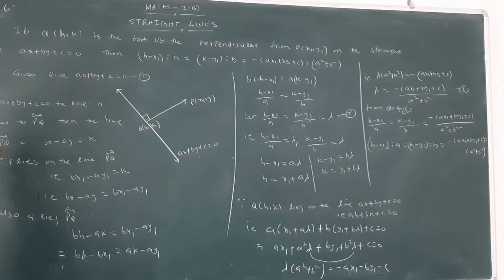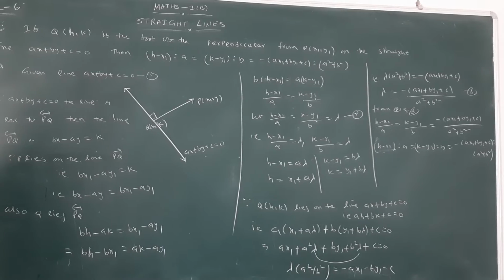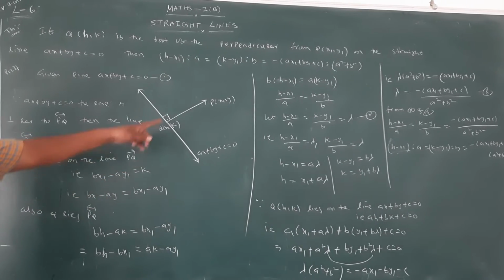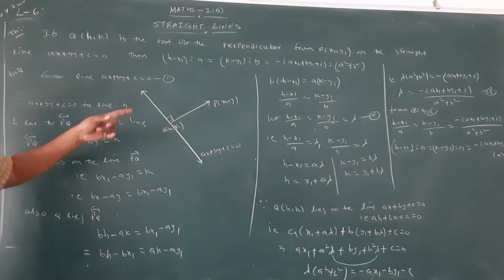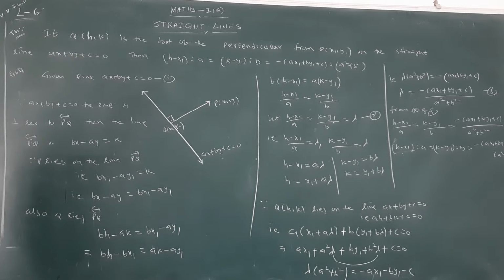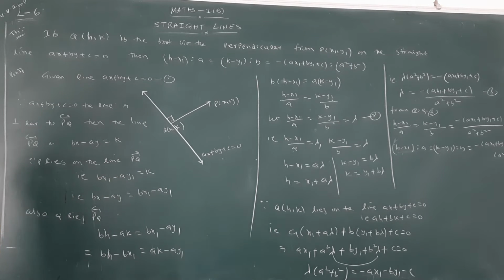What is the given line? ax plus by plus c is equal to 0. The line is perpendicular to PQ, then PQ, what is the perpendicular formula? bx minus ay is equal to k. P lies on the PQ. What is the point P? (x1, y1). So bx1 minus ay1 is equal to k. That is, bx minus ay is equal to bx1 minus ay1.